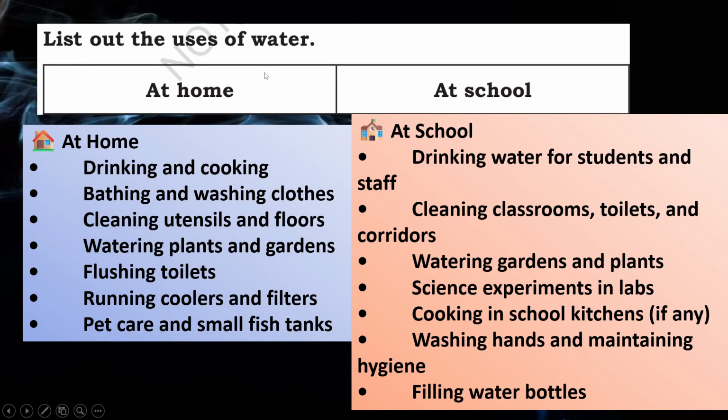List out the uses of water at home. At home: drinking and cooking, bathing and washing clothes, cleaning utensils and floors, watering plants and gardens, flushing toilets, running coolers and filters, pet care and small fish tanks.